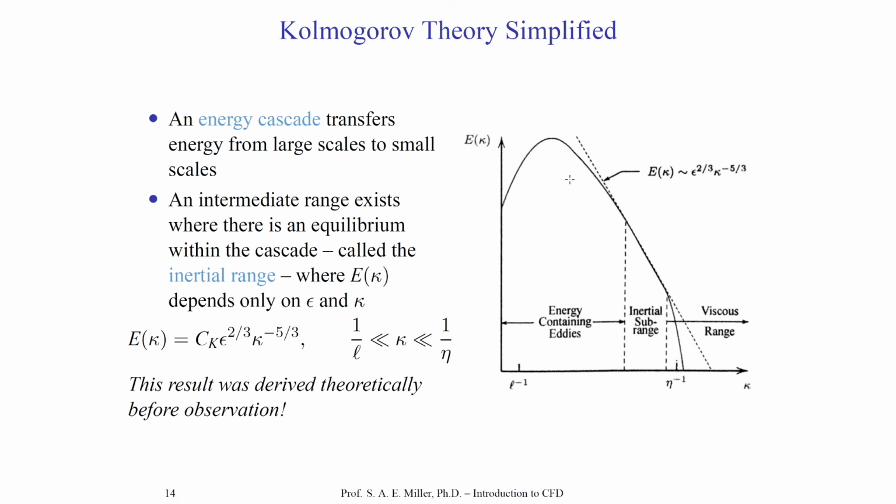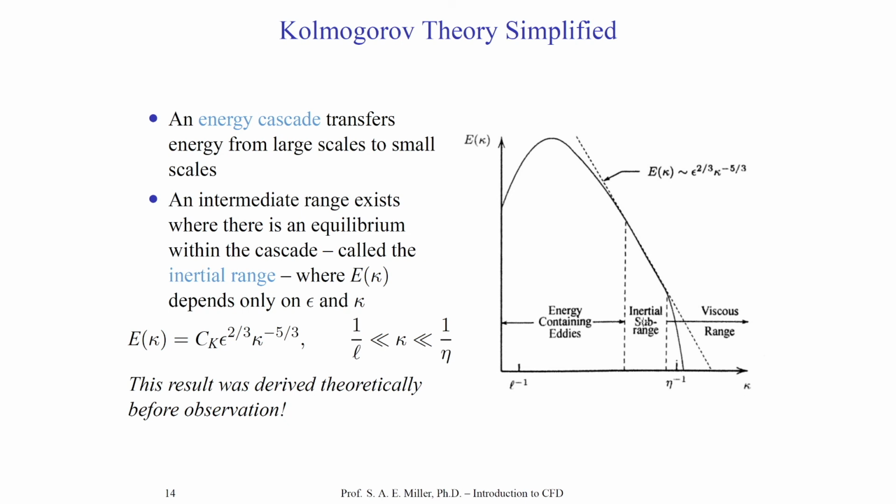Now you'll see for homogeneous isotropic turbulence that if we plot a log-log plot, that is, log of E kappa and log of kappa, we will find a line which we can draw as a straight line through the inertial subrange. Now, on this particular figure, it's not really drawn to scale.